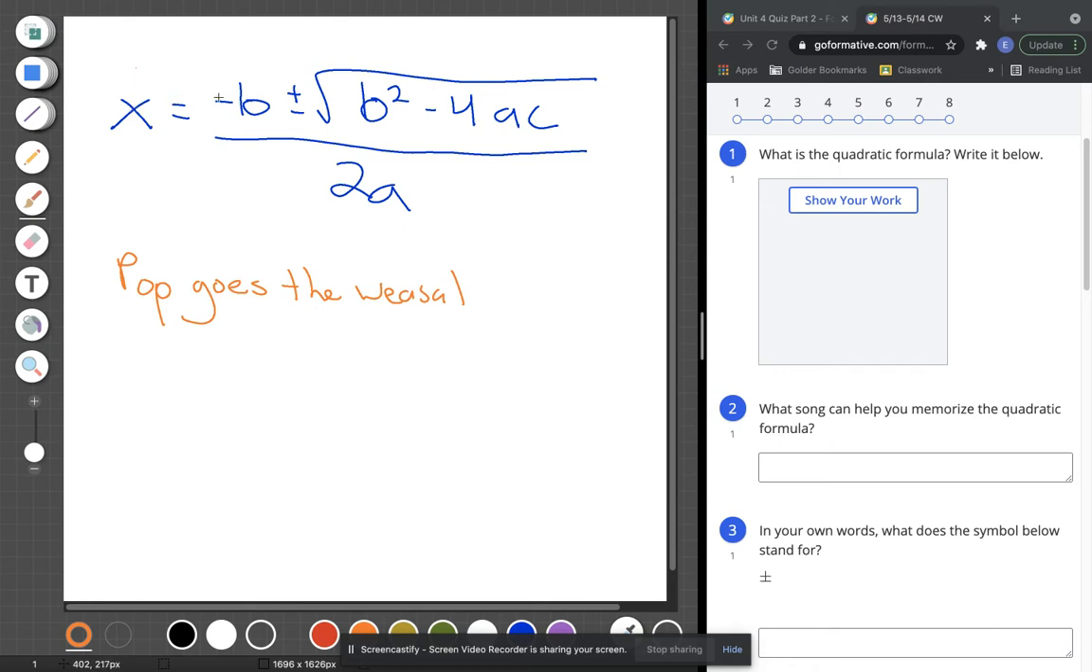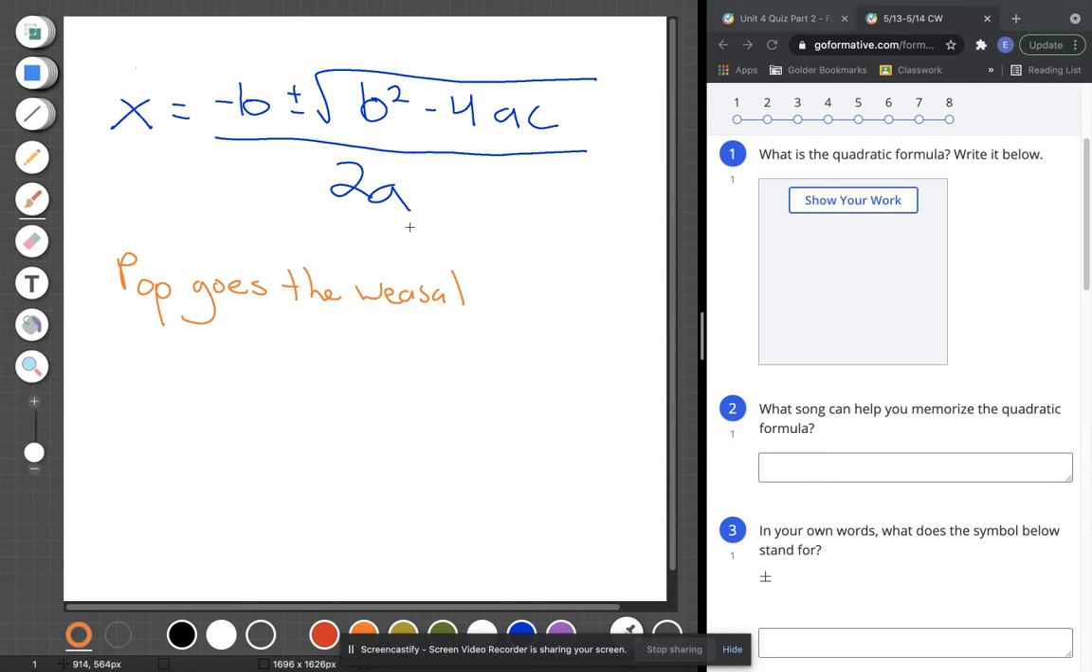X equals negative b plus or minus the square root of b squared minus 4ac all over 2a. X equals negative b plus or minus the square root of b squared minus 4ac all over 2a.